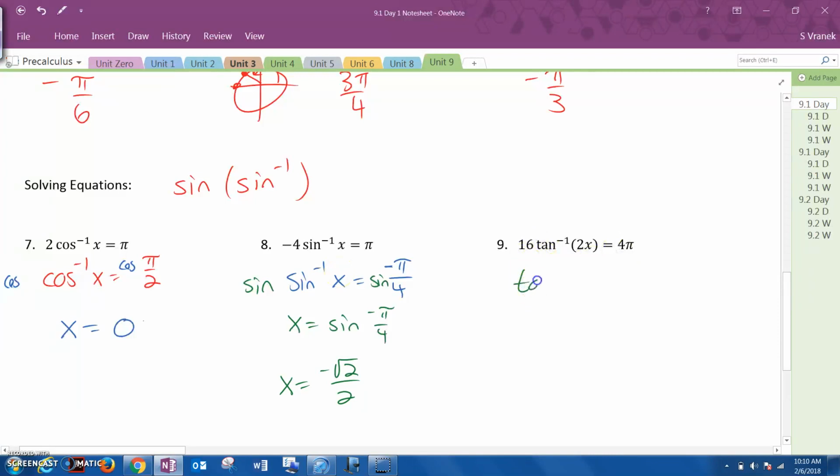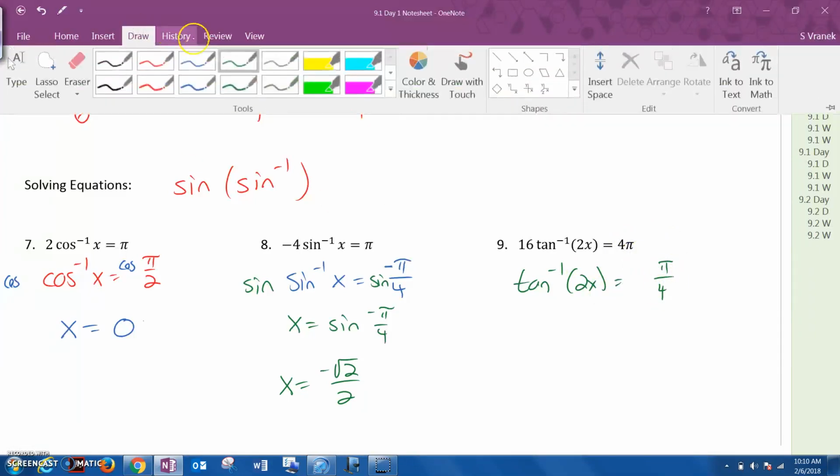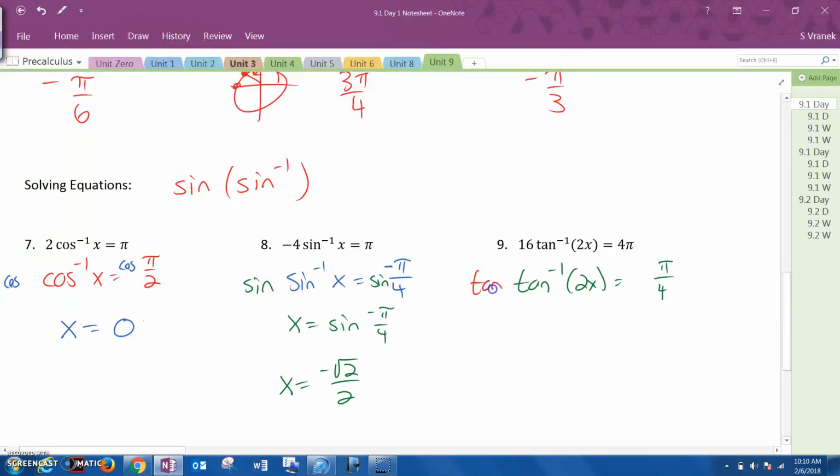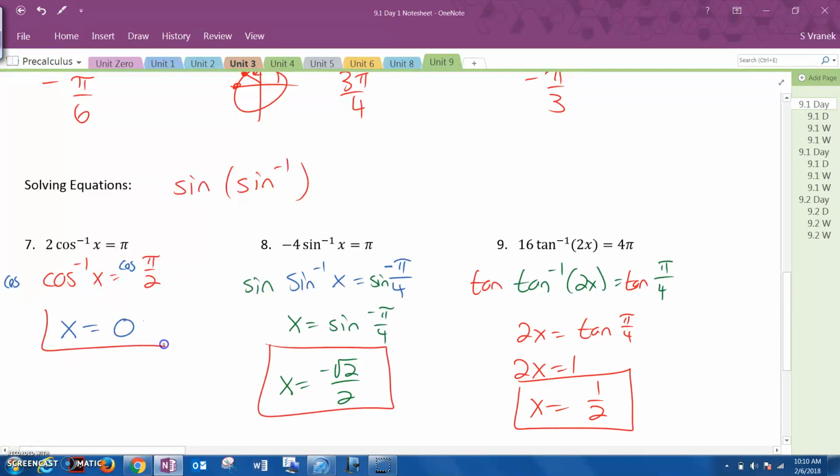Divide everything by 16. 4 over 16 is 1 over 4, or pi over 4. Take the tangent of both sides, and we get 2x is equal to the tangent at pi over 4. If you remember correctly, at pi over 4, root 2 over 2 happens for both the sine and the cosine. Those are both their ratios. So when you divide them, you get 1. So we get 2x equals 1, which means x equals 1/2. So those are our 3 solves.